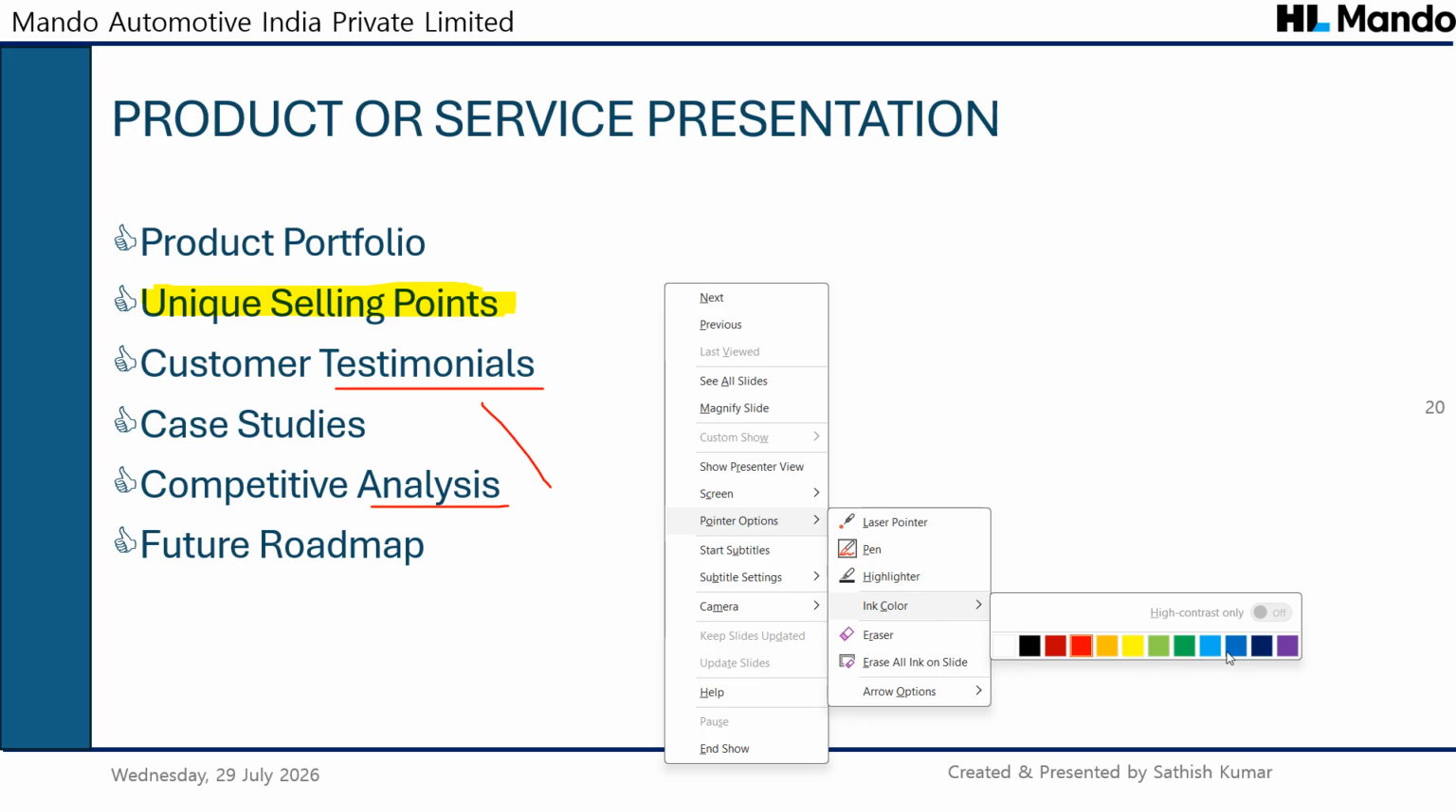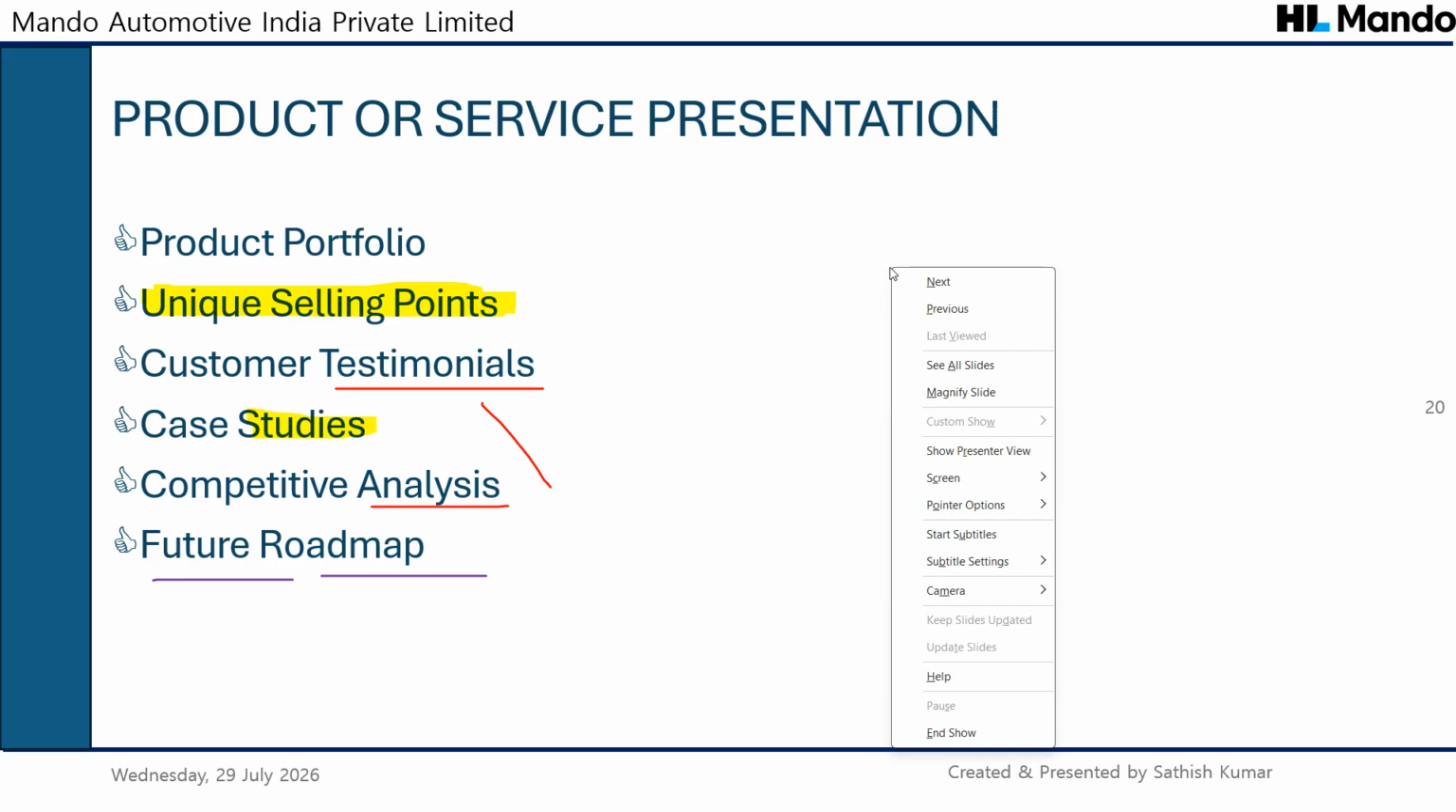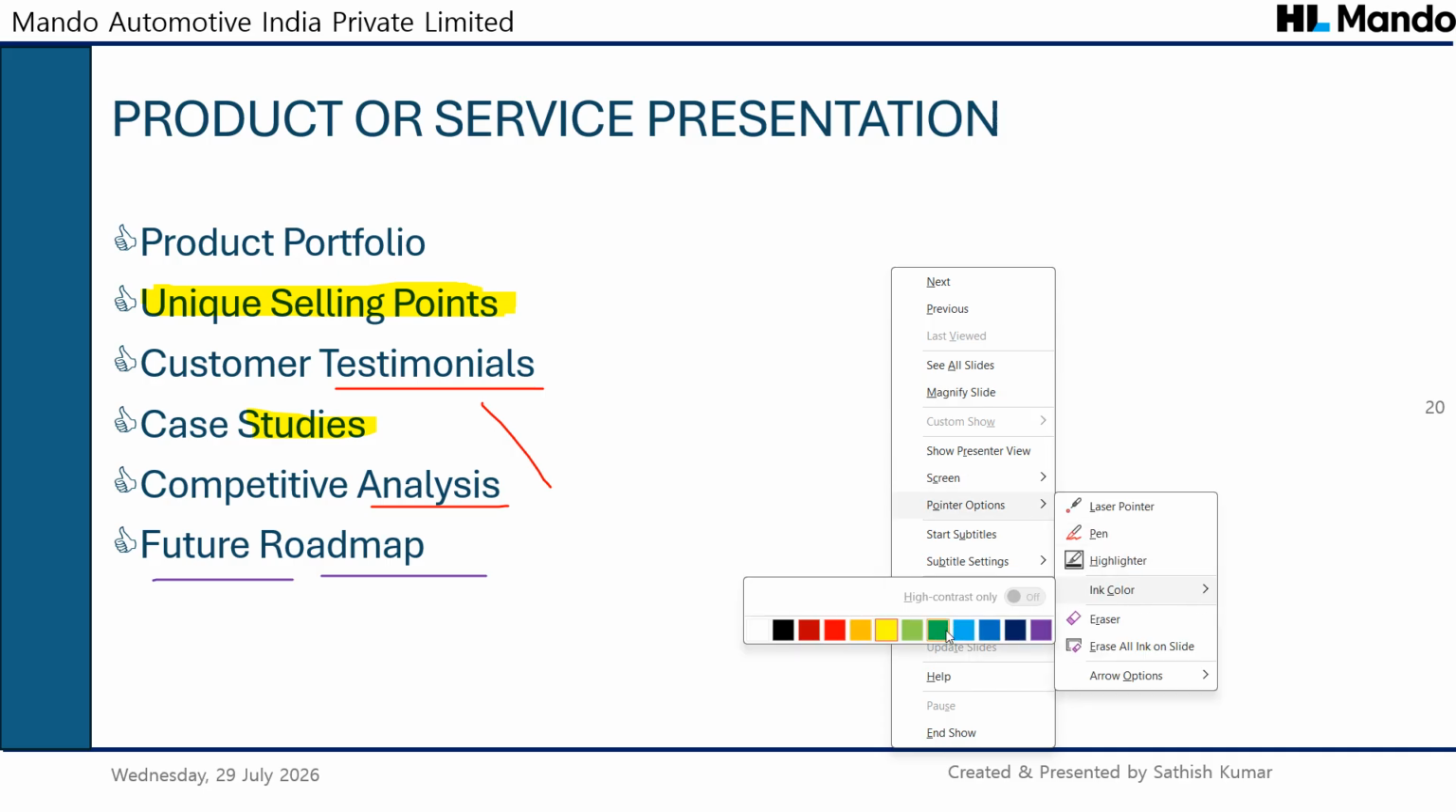Control I is for highlighter, but the highlighter is in yellow. Right click, Pointer Options, Ink Color, and some other color. Maybe I'll put a green color pen, green color highlighter. Okay.